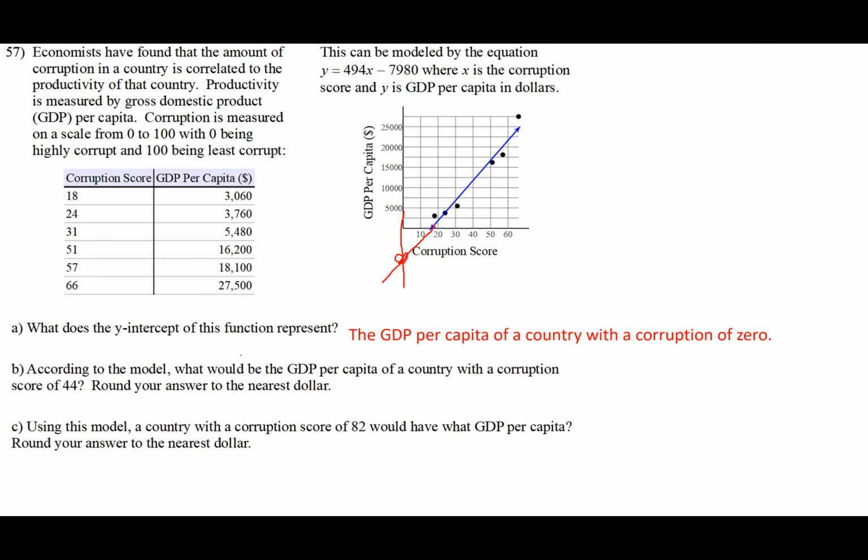Okay, so corruption score of 44. Corruption scores are the numbers at the bottom. For 44, I'm going to draw a line by 44 all the way up until I cross my blue line. So 44 is about here, and I find where I cross my blue line. Now I'm going to do a horizontal line because I want to know the number this point gives me from the left. What I gave you guys, the corruption score, is 44. I want to know the GDP, which is the number on the left.